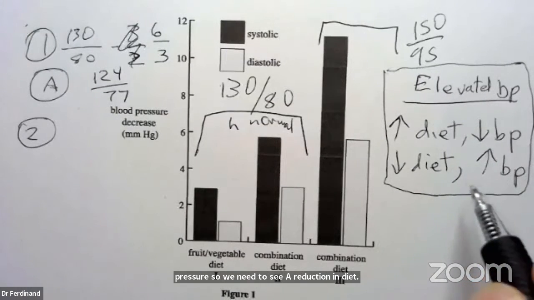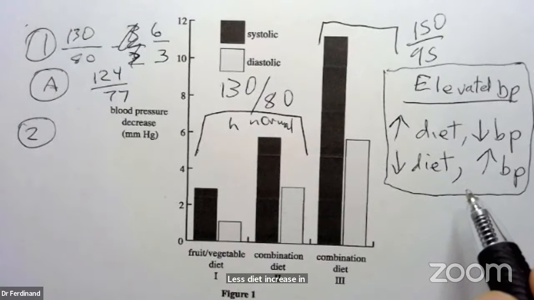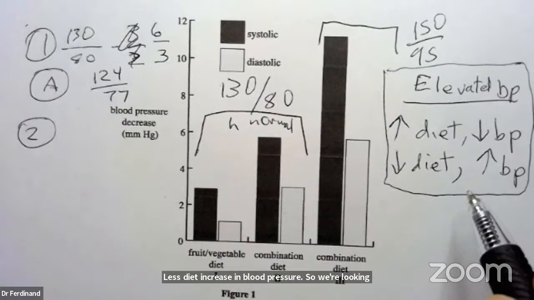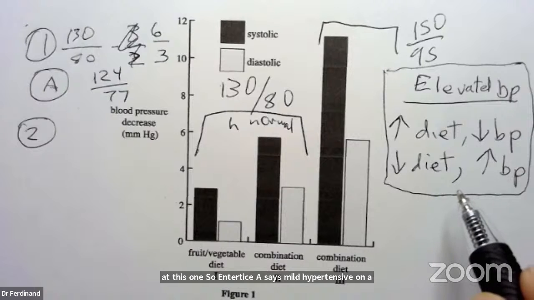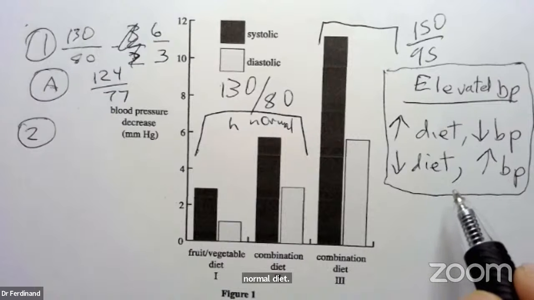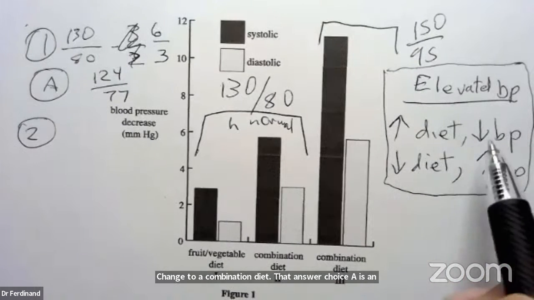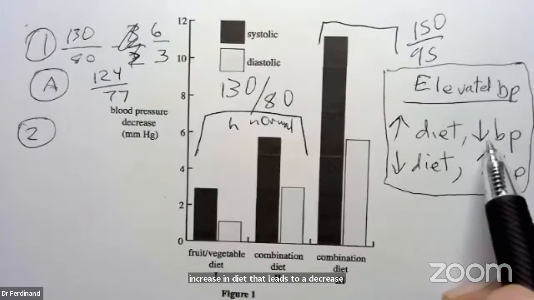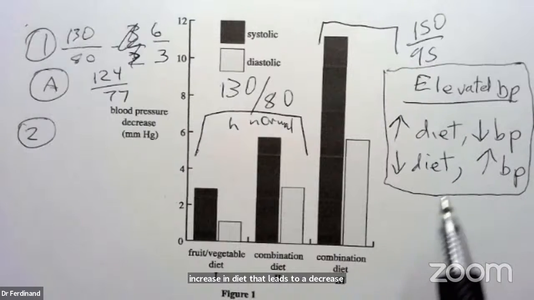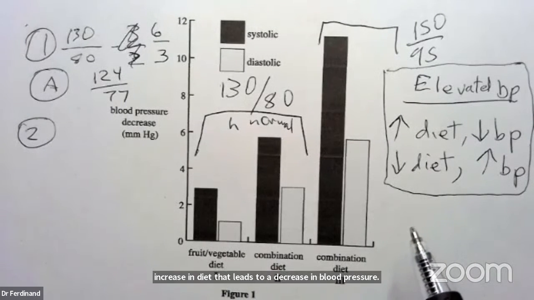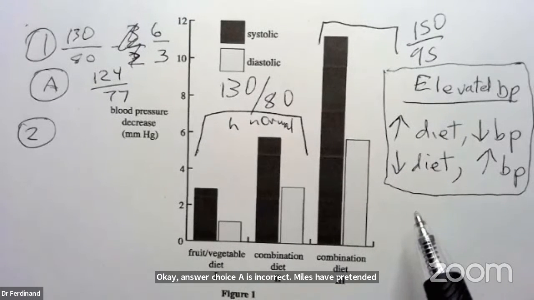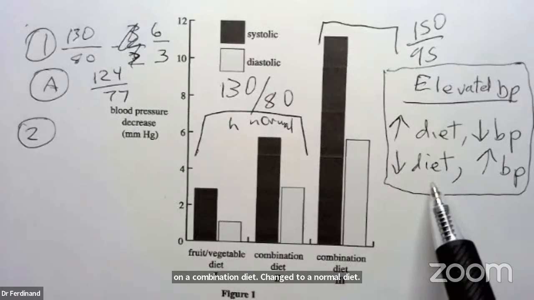So we're looking at this one. Answer choice A says mild hypertensive on a normal diet, change to a combination diet. That is an increase in diet. That leads to a decrease in blood pressure. Okay, answer choice A is incorrect. Mild hypertensive on a combination diet, change to a normal diet. That's less diet.